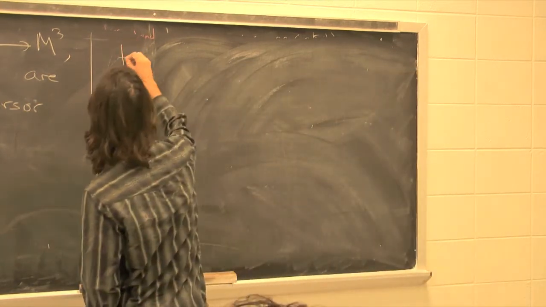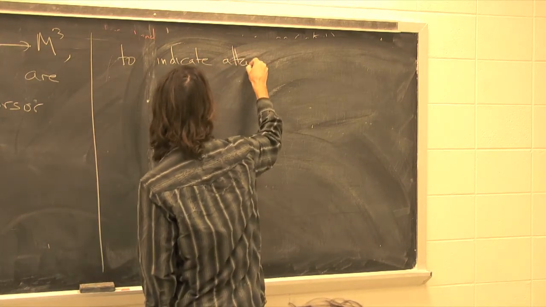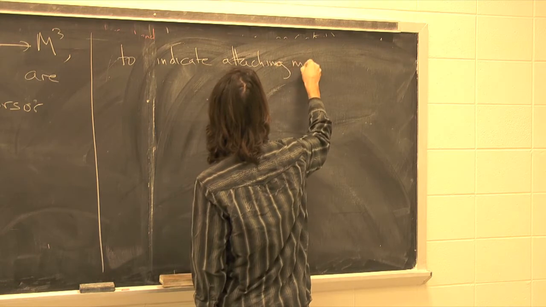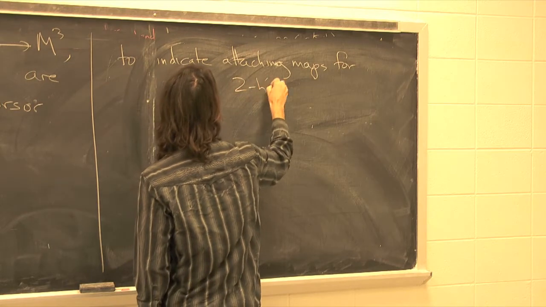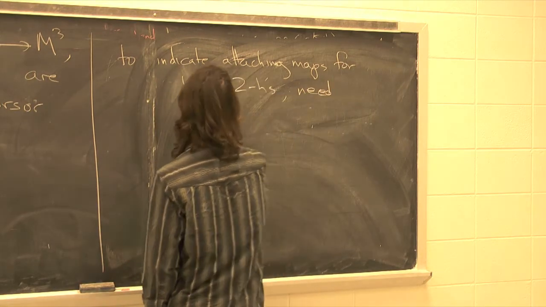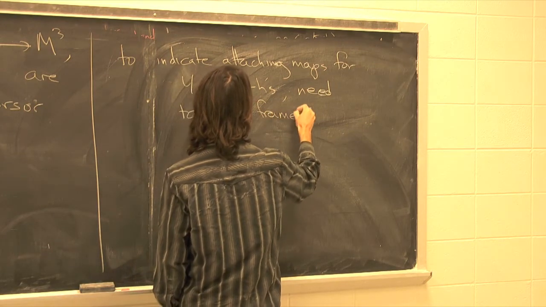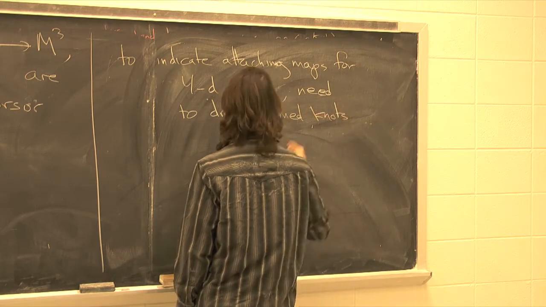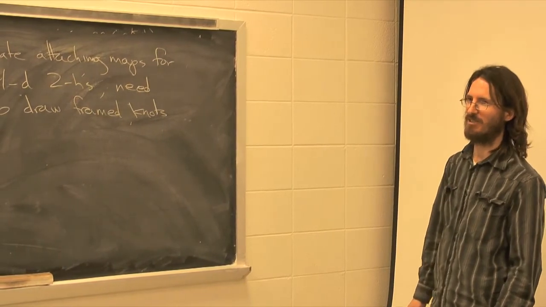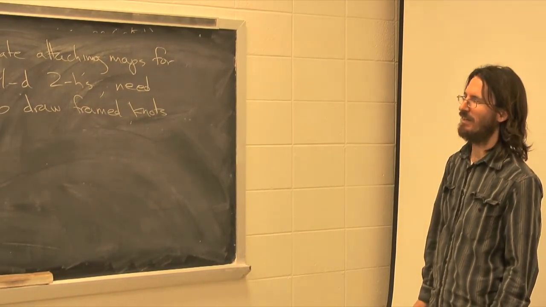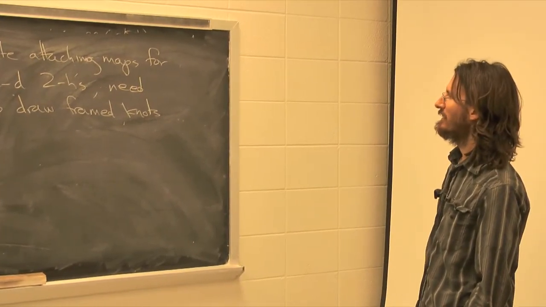So to indicate attaching maps for two-handles, you need to draw framed knots. I will tell you next time how you actually can just write integers next to the knots. But when you're going over one-handles, it becomes particularly complicated.